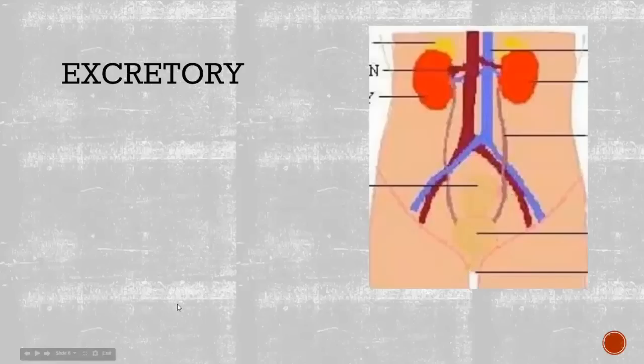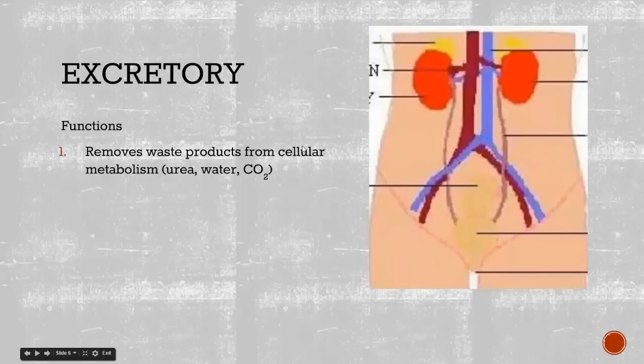Excretory system. All right, first off, you have these lovely things, these red orbs right here. These happen to be your kidneys. Then you'll have your bladder right here. The red and blue, those are very large arteries and veins. So again, we talked about the kidneys having to filter things. One of the main functions of our excretory system is that it removes waste products from cell respiration or cellular metabolism.